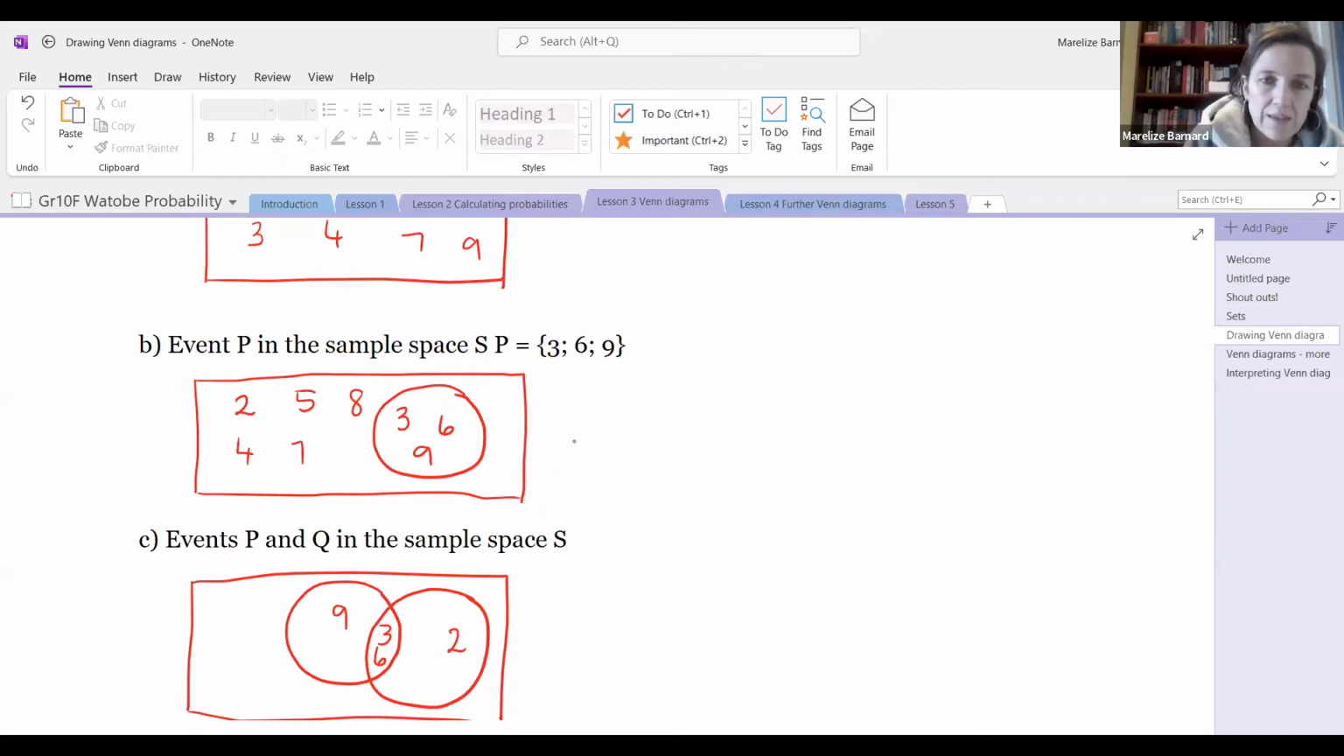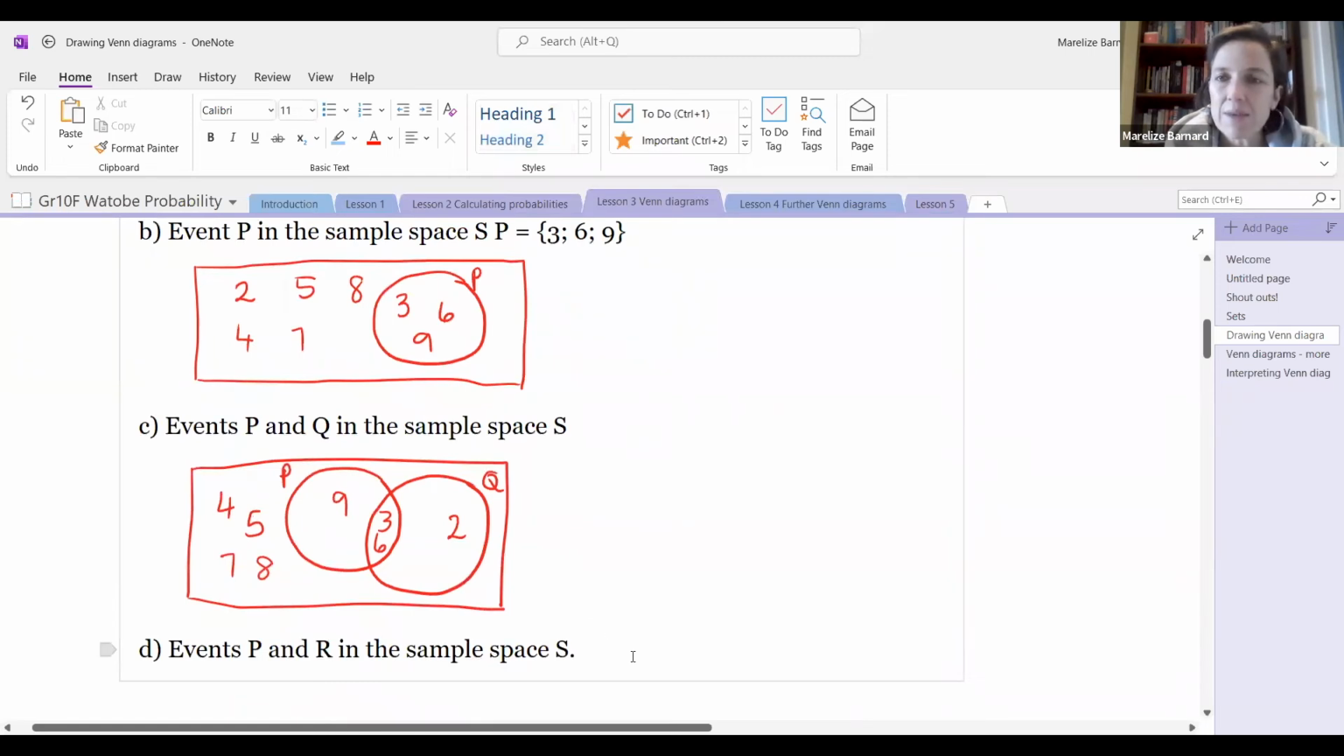Oh, and don't forget, you need to label them so that you know which is which. So that's P, that's Q. And we still put all the other things that are in the sample space, even though they aren't part of event P or event Q, we still list those things. So the 2 is in Q, the 4 is still in the sample space, the 5 is still there, so is the 7 and the 8. And then keep checking that you've got the right total. There should be 8 numbers. Yes, there's 8.